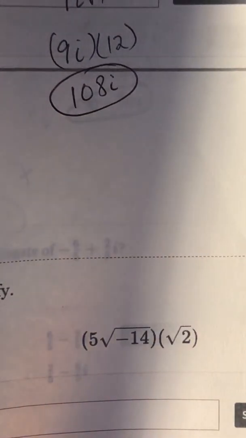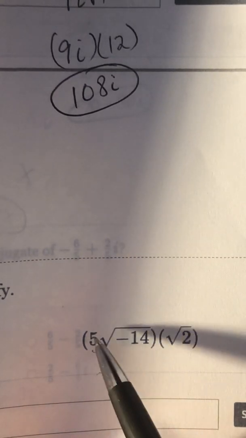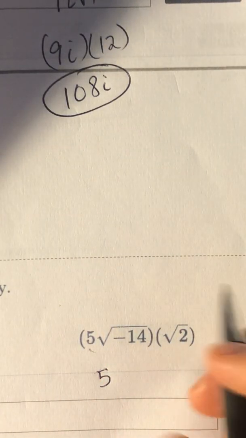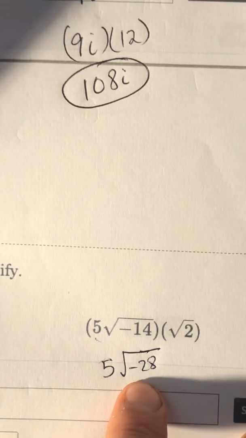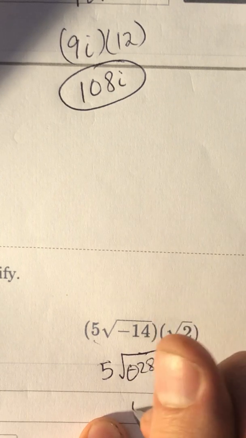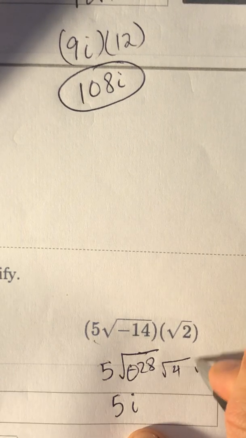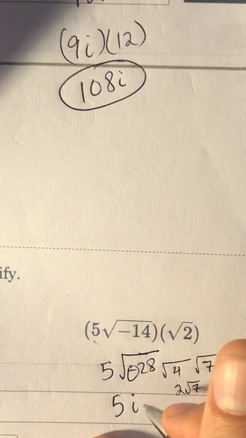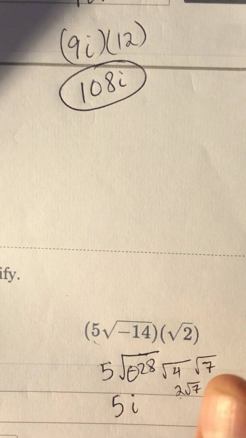Let's do one more. I've got 5 radical negative 14 times radical 2. So outside's 5 times 1. And radical negative 14 times radical 2 is negative 28. And then this one can be simplified. This is i, so I've got i. And then 28 is 4 and 7. So this breaks into 2 root 7. So 2 times 5 is 10, i root 7.